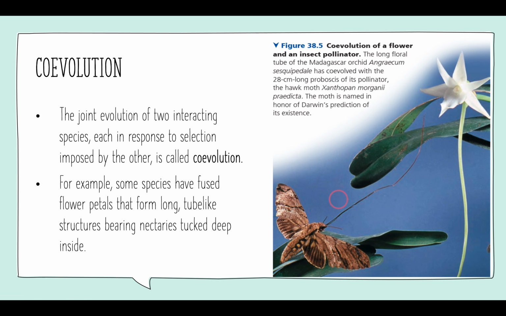Some species of plants have an exclusive relationship to a specific type of pollinator. For example, some species have fused flower petals that form long tube-like structures bearing nectar stuck deep inside. Only a pollinator with a proboscis as long as this tube is permitted for pollination to occur. As a result, this allowed for evolution to take place. When two interacting species cause each other to adapt and later evolve, we call this coevolution.